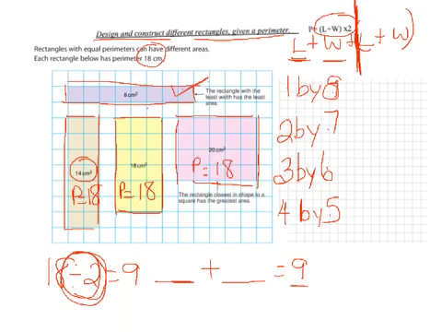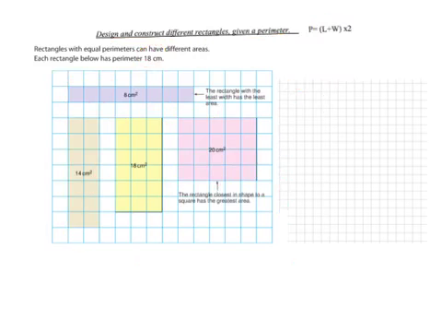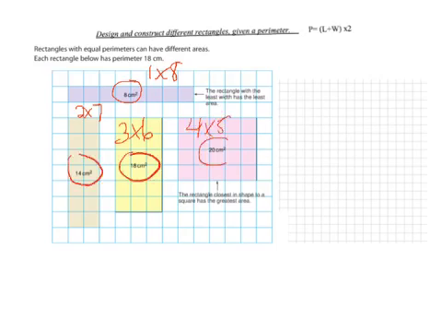Now let's take a look at the area of these rectangles. The area of each of these rectangles we can also find out. Remember, area is length times width, so 1 times 8 gives us an area of 8 here. All of these, remember, have the same perimeter. This one here would be 2 by 7, so 2 times 7 gives us 14. Here it would be 3 times 6, 3 by 6 gives us 18. And here it would be 4 times 5, which gives us 20.